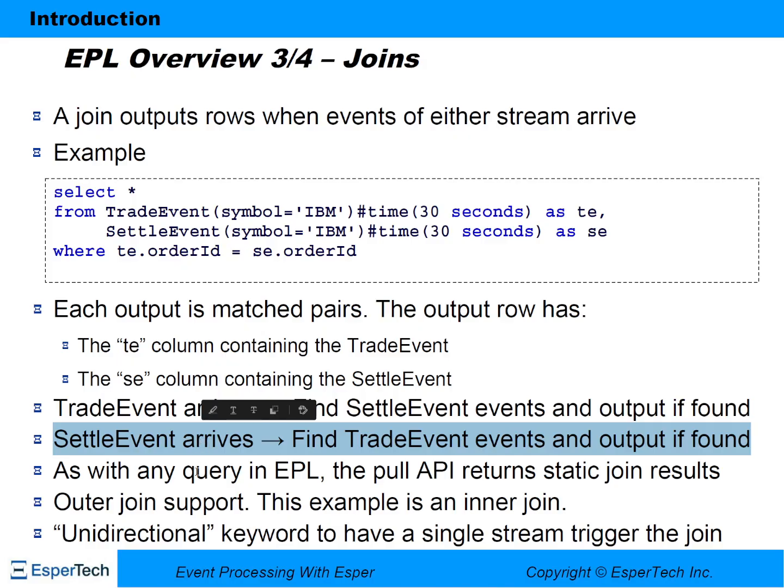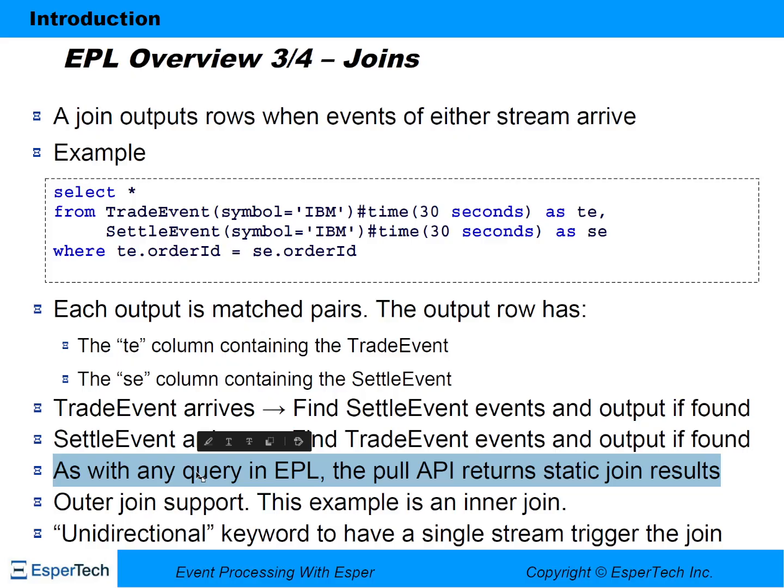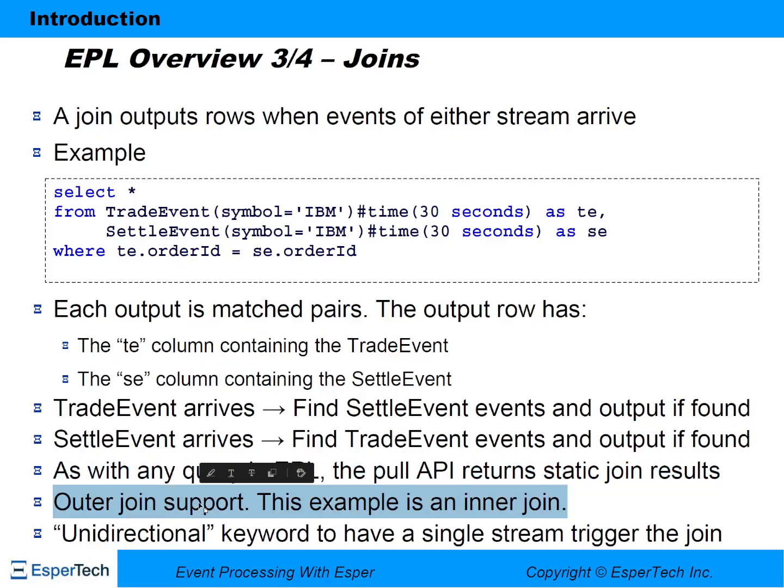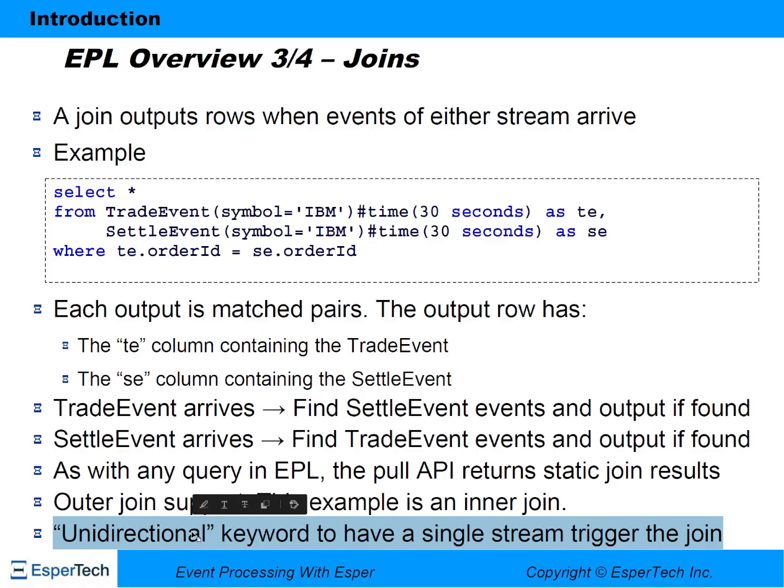Applications can query the current result of joins using the pull API that we elaborate later. Joins support outer joins. This example was an inner join. There is a very handy unidirectional keyword that can control which stream triggers output.